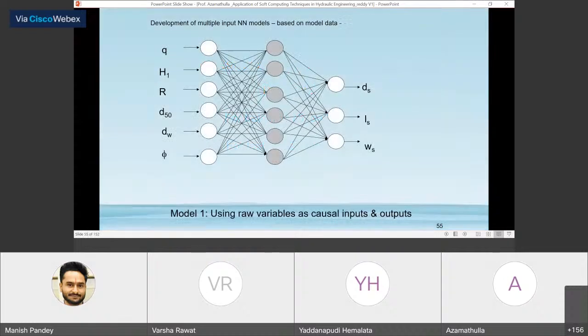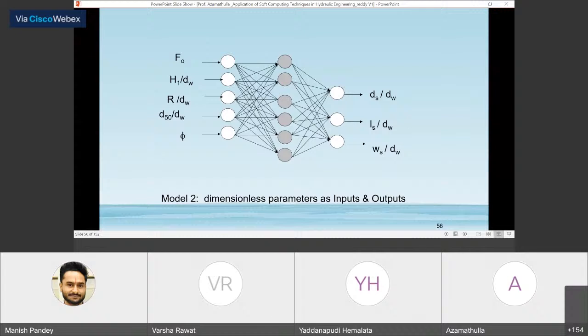So here I want to show you, first, I am using raw data. You can see on the left-hand side 6 inputs: discharge intensity, head, bucket radius, bed material, tailwater depth and lip angle. The outputs are depth of scour, location of scour, and width of scour. This model works as a continuous model, producing outputs simultaneously. I used MATLAB programming and developed feed forward propagation, radial basis function, and ANFIS. These are using raw variables.